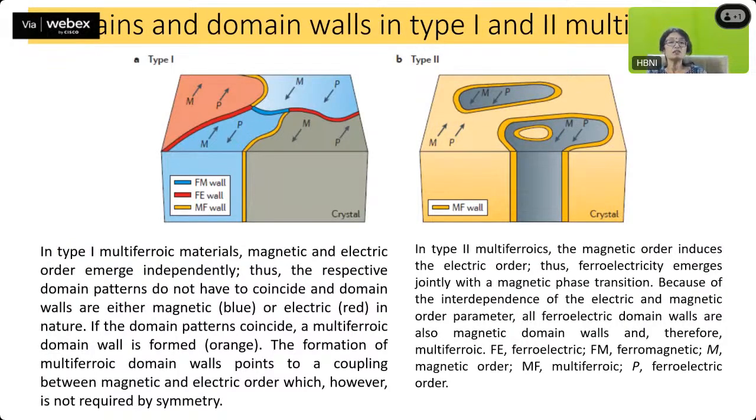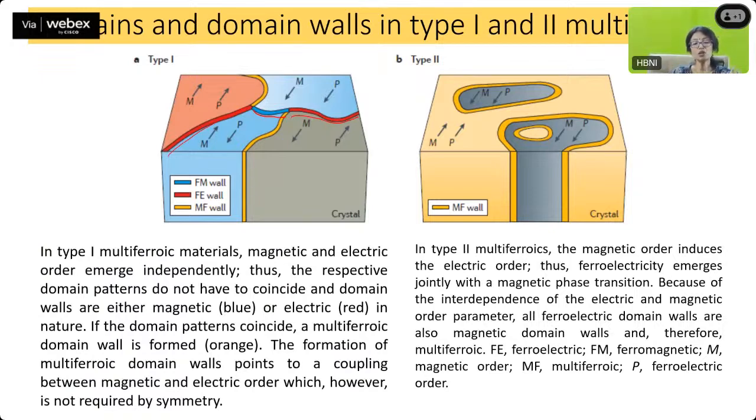So now, what are the types of domains and domain walls which you see in type 1 and type 2 multiferroics? It's a little bit important to know. In type 1 multiferroic materials, the magnetic and the electric order emerge independently, as we have discussed amply in the last few slides. So the respective domain patterns do not have to coincide, and domain walls are either magnetic, in this case given as blue, or electric, which is given in this form, which is basically red.